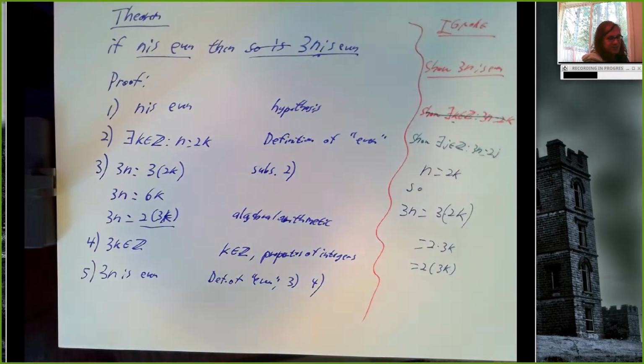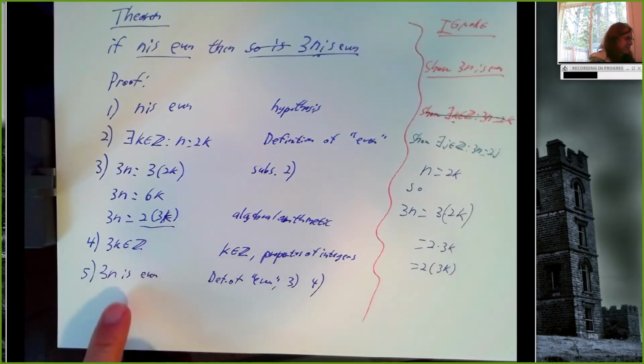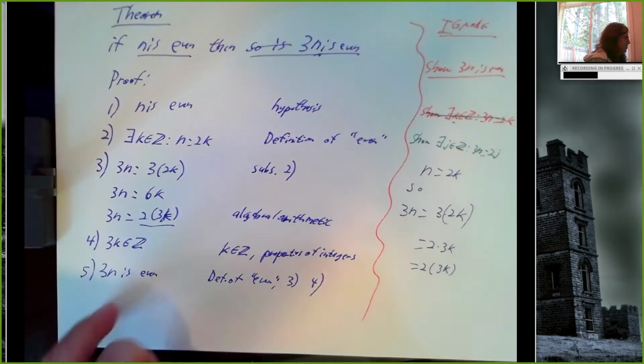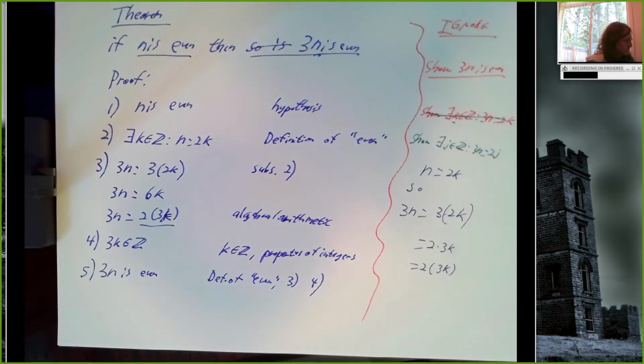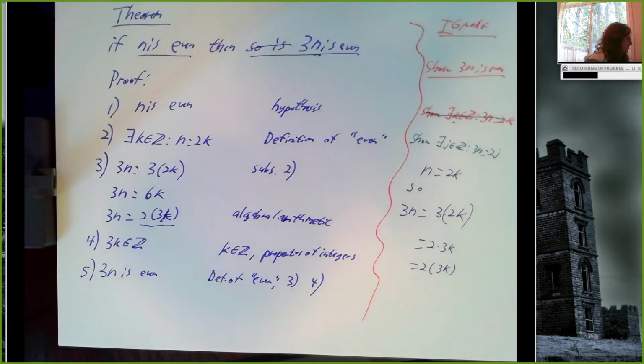You could make it a little more formal. You could set j equal to 3k and state that j is an integer, and then you could state that 3n is equal to 2 times j, and then it would look almost exactly like the definition of an even number. But this is enough detail for this class. So we've started with n is even, and we proved that 3n is even. What's the last thing we have to put on our proof? We need one more line.